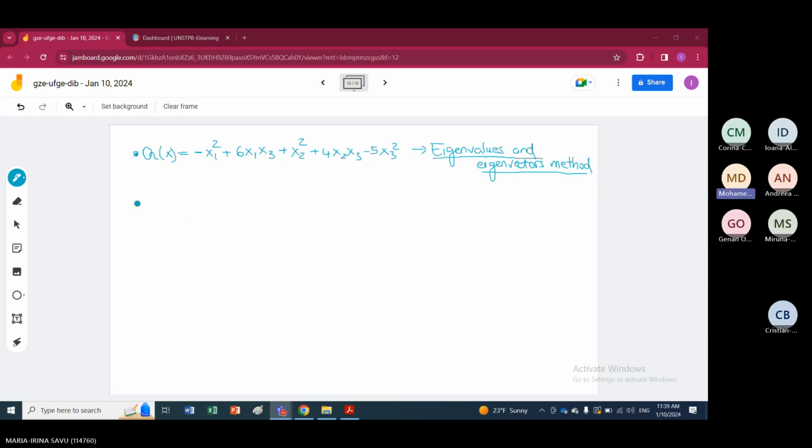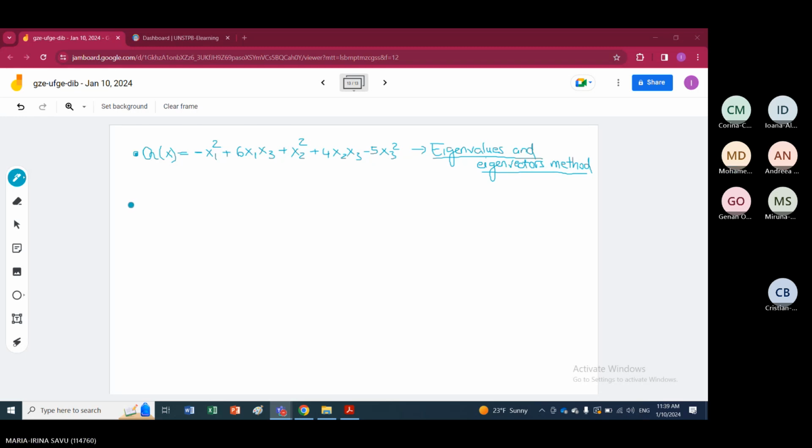Do we only need the eigenvalues method for the exam? Yes. Okay, what is the first step? What do we have to do first?